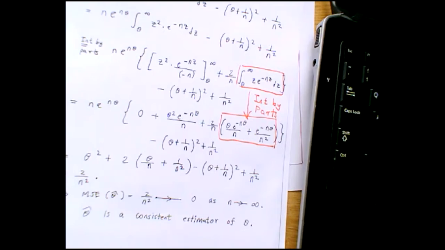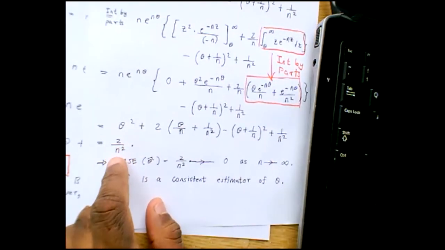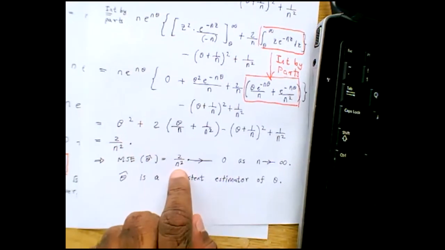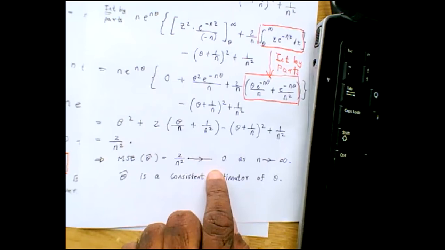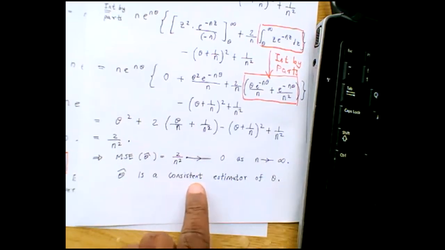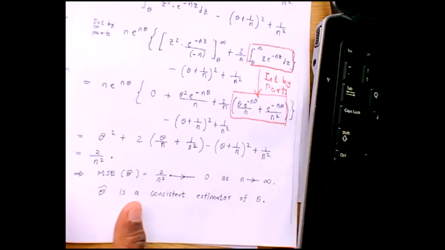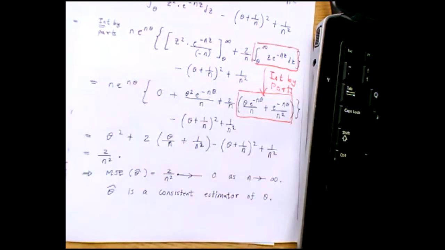So you get your MSE to be equal to 2 over n squared. And since this approaches 0 as n approaches infinity, theta hat is a consistent estimator of theta, right? Okay, so is that clear now, or is it still not clear? I know some of you asked me to do example 10, so I just went through example 10.